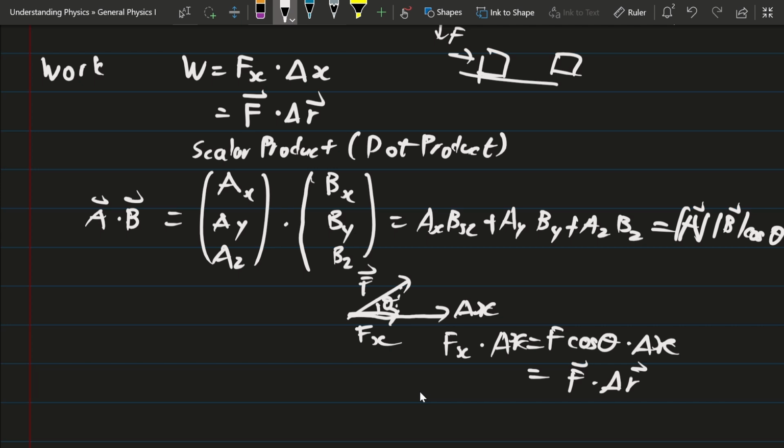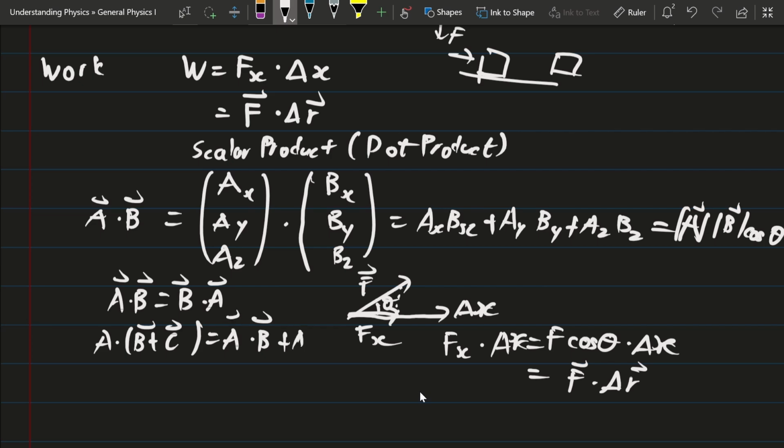Another property that you also need to remember is that a dot b is the same thing as b dot a. And also a dot (b plus c) is the same thing as a dot b plus a dot c. This might seem obvious to you, but normally in mathematics, it is not always this obvious to have an operation that has these two properties. So you need to always remember this. And that is what we call work.